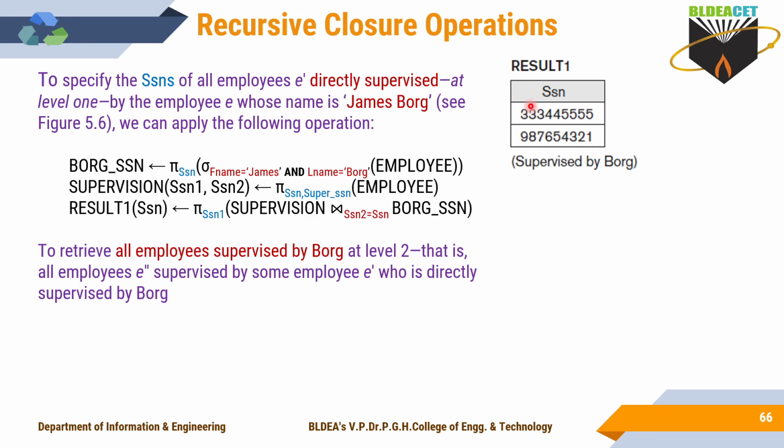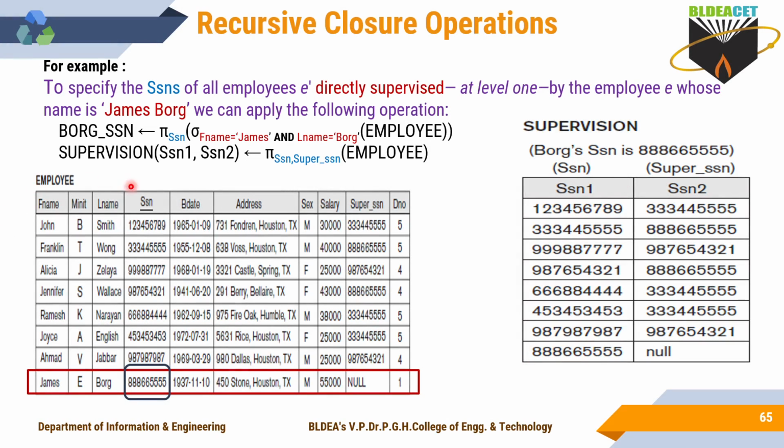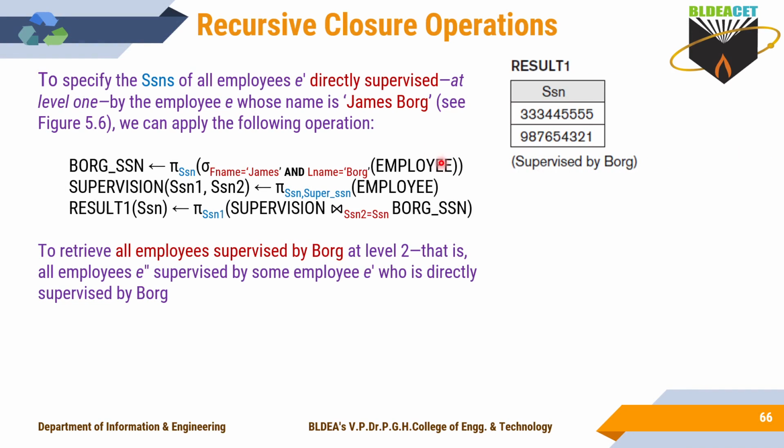See here, it is the same table; you are taking it once in the role of employee. This SSN is an attribute of which table? It is an attribute of the employee table, and super SSN is also an attribute of the employee table only. But SSN tells the employee information, and super SSN tells the supervisor information here. So this type of relation we call a recursive relation. If we perform any operation on it, we call that a recursive closure operation. Next, these are the two employees supervised by Borg.